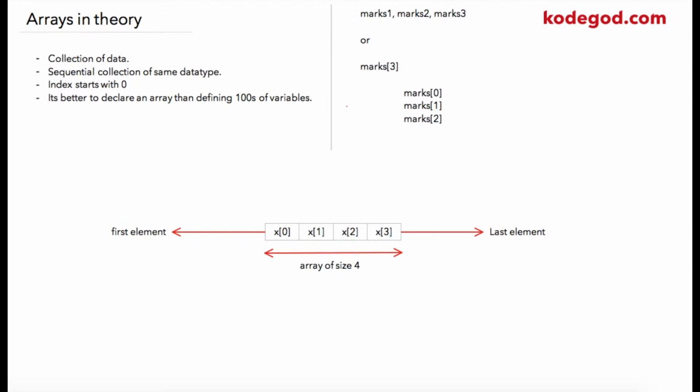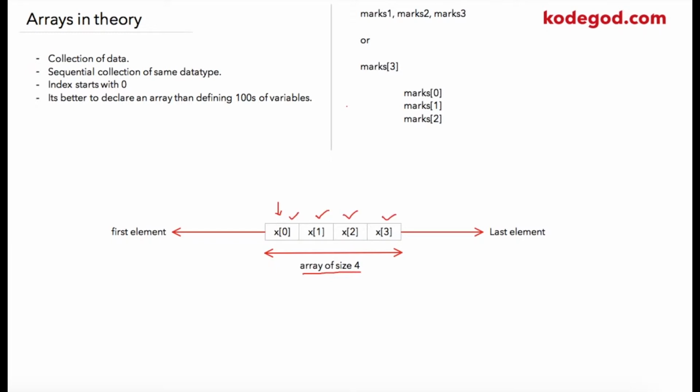Arrays can alternatively also be called a sequential collection of the same data type. What that means is I can have multiple integer variables clubbed together, which can be called a collection of the same data type. So in this example, I am using this variable x, which is an array of size 4. This is a collection of a data type which can store 4 data values.